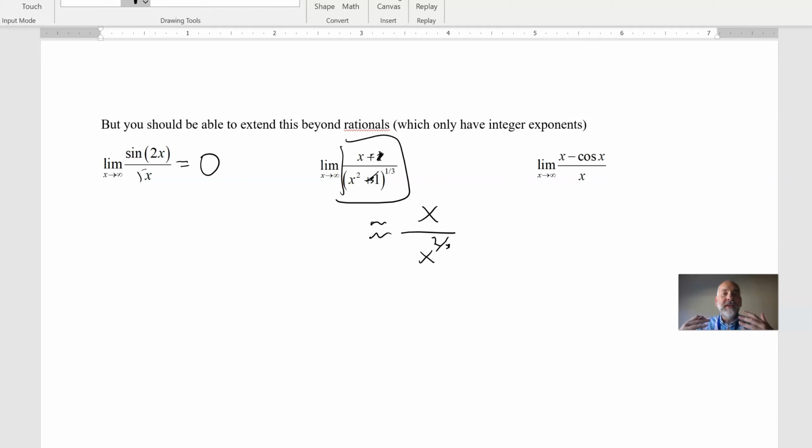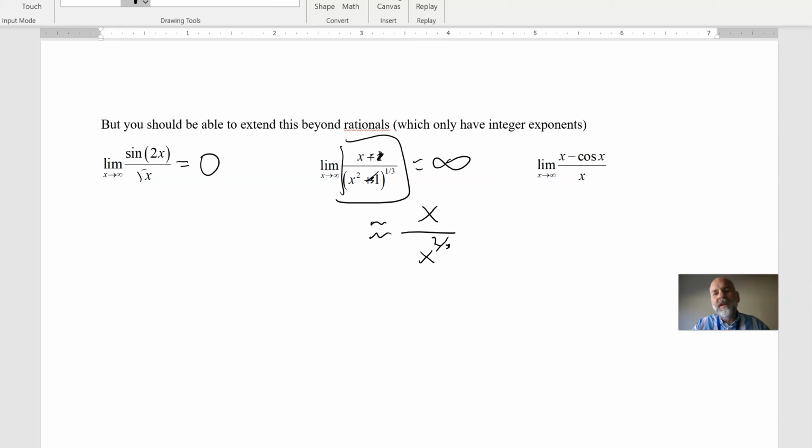But you could say that this expression here is approximately equal to this, and so therefore the limit is going to be infinity, because the numerator is going to be bigger than the denominator, and as x gets to a trillion, a trillion divided by a trillion to the 2/3 is going to be a pretty big number. It's going to be a trillion to the 1/3, whatever the cube root of a trillion is, and then you keep getting bigger after that.